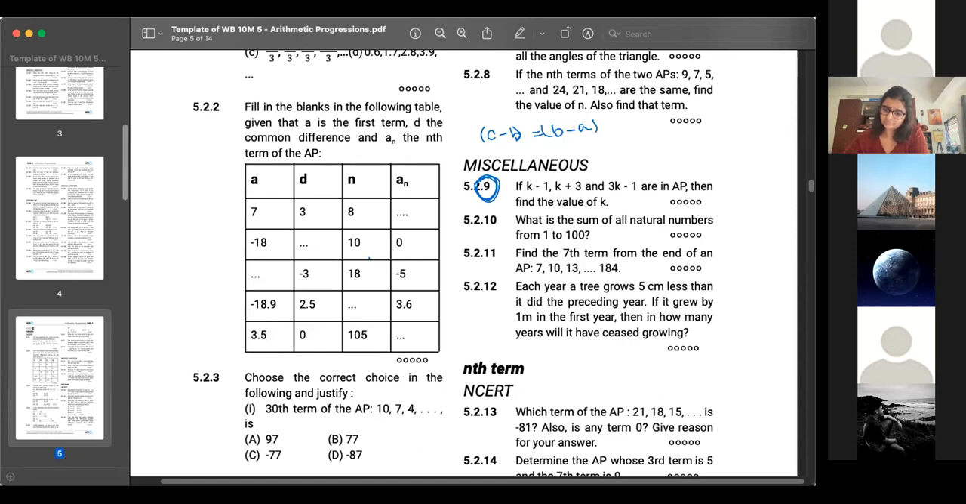Ma'am, I actually made a calculation error. I'll just correct it. Okay. Mansi got it way off. And here, after finding K, did you find D, Mansi? Ma'am, just ignore the first answer. Okay.